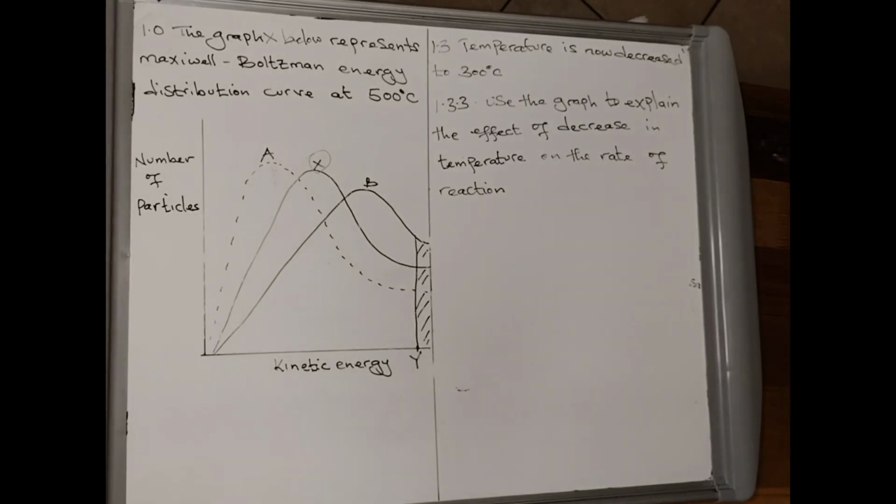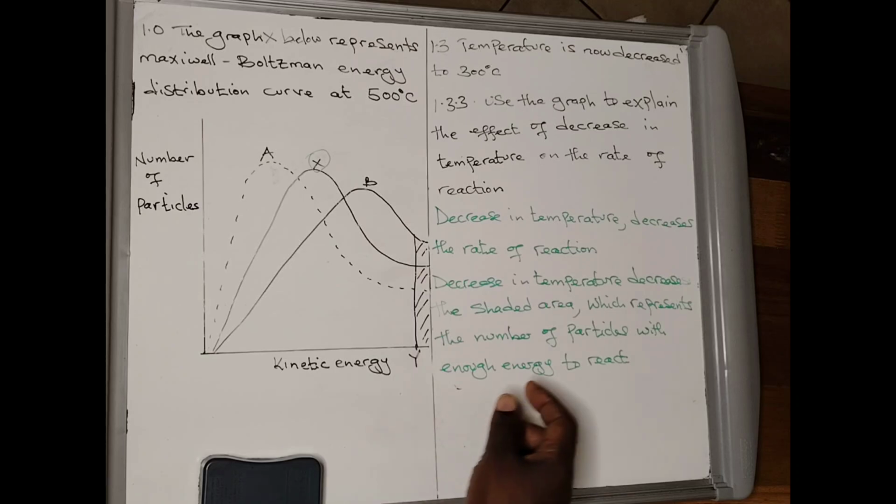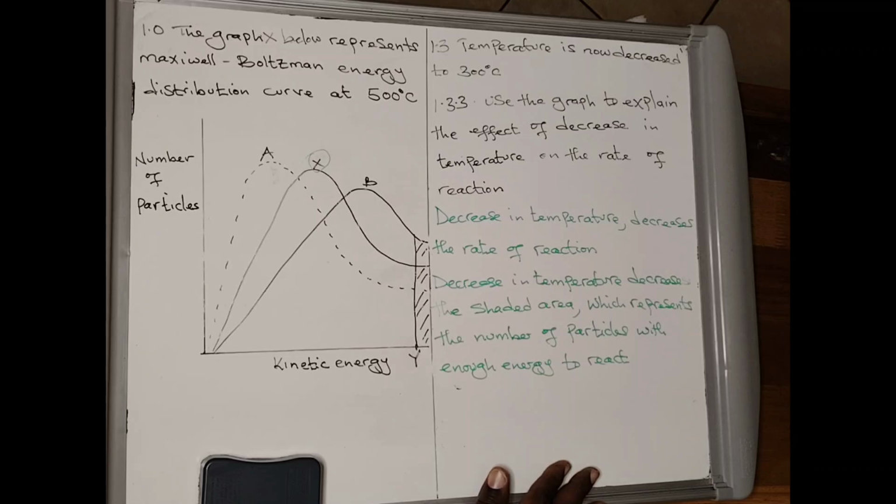Okay. So that is that. Decrease in temperature decreases the rate of reaction, and decrease in temperature decreases the shaded area, as we can see it on the graph. And what does shaded area represent? It represents the number of particles with enough energy to react. So let us go to the next question.